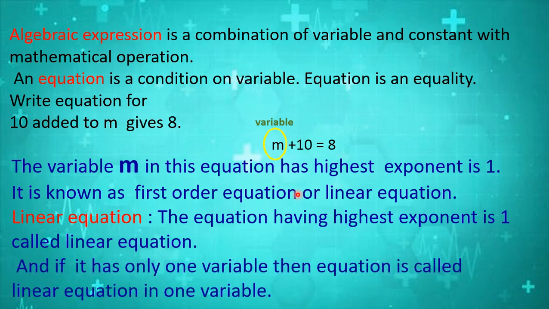Now again in this example, m plus 10 is equal to 8. How many variables are used? A single variable, m. So this is a linear equation, and it is also in one variable. That means only one variable. So if any linear equation has only one variable, that equation is known as a linear equation in one variable.